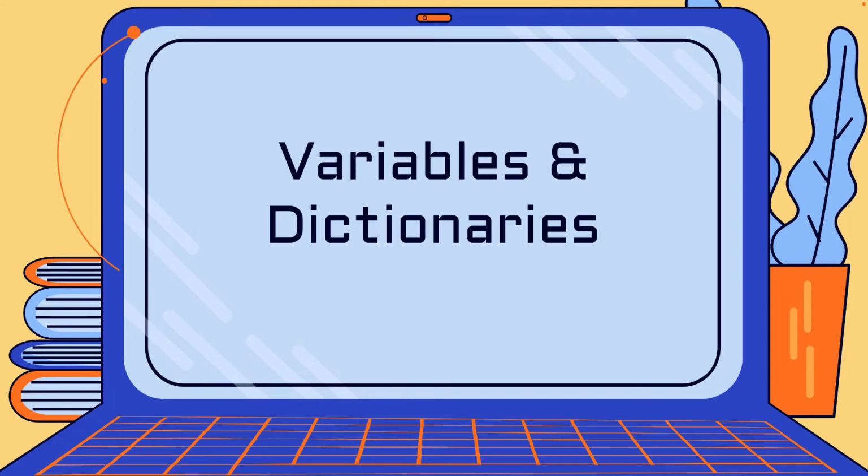Alright guys, in this video we're going to be going over variables and dictionaries. Our main focus will be on dictionaries, but we'll go over variables just to see how they are similar and different. Both variables and dictionaries allow us to store data, so we'll see their similarities and we'll see the differences in how they allow us to store data.